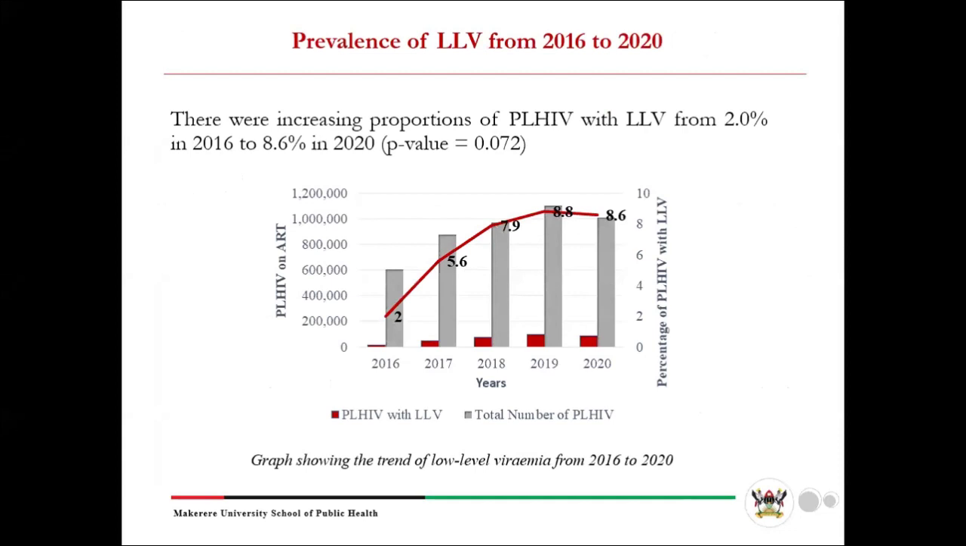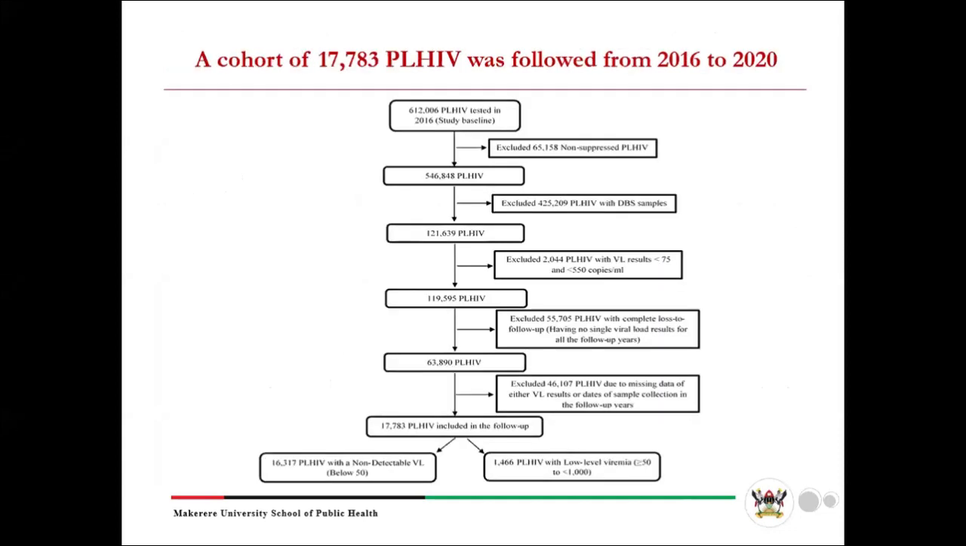This was from the general data set, but when we went down to get the cohort according to our criteria, those who were suppressed and having plasma samples, in the baseline year, which was 2016, we had about 612,006 people tested, and we excluded all those who were non-suppressed. We also excluded all those who had DBS samples.